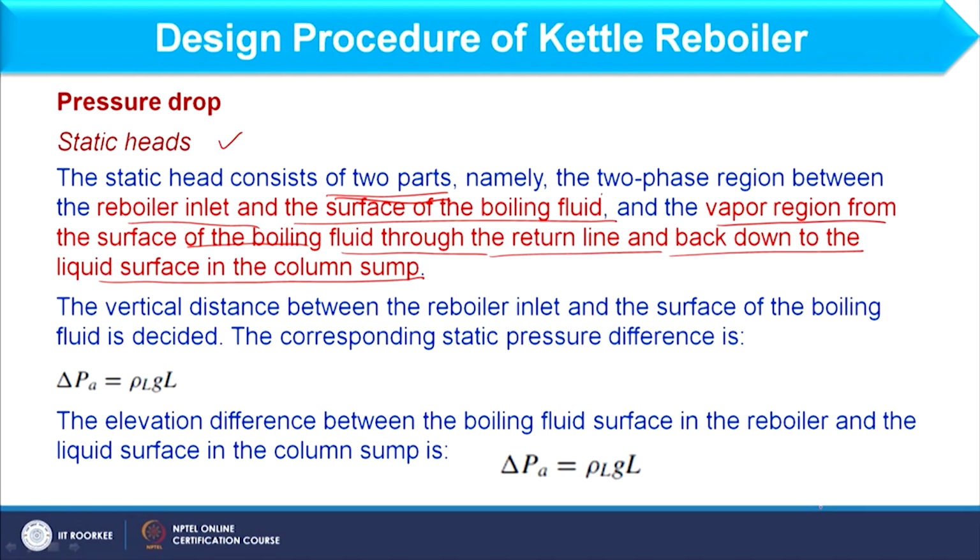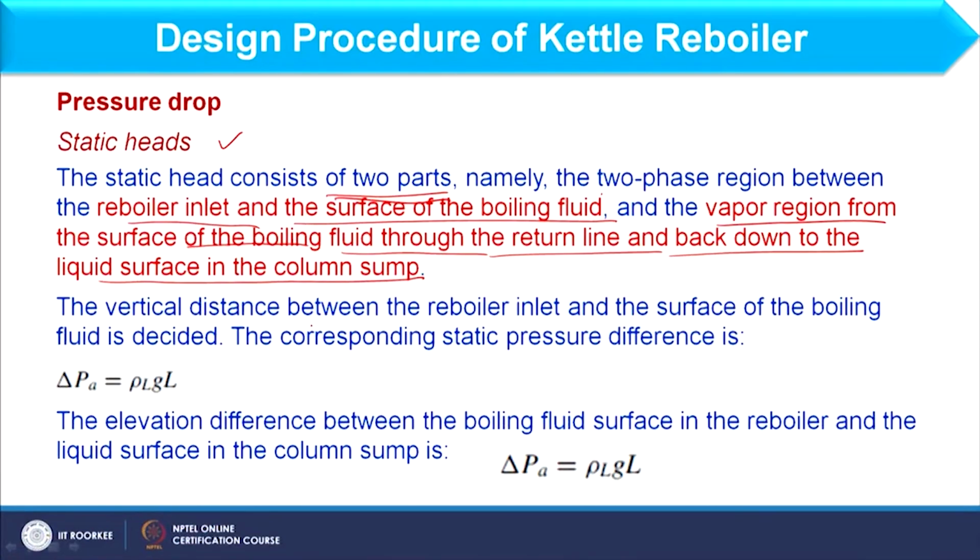Okay. So, from the upper layer of the liquid to the return pipe and then to the distillation column, whatever static head is there, that we have to find out, and that is because of vapor. The vertical distance between the reboiler inlet and the surface of the boiling fluid can be decided. It means the height of the weir plus the height of the feed line. If I know that height, we can find out the static head using rho g L.